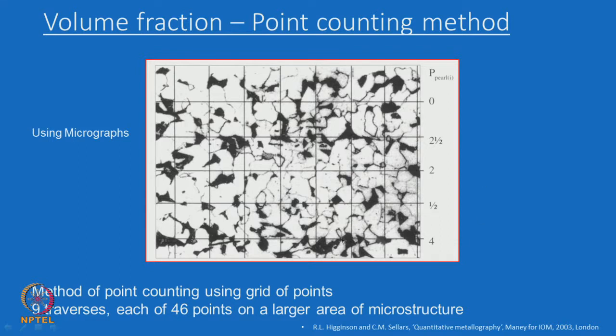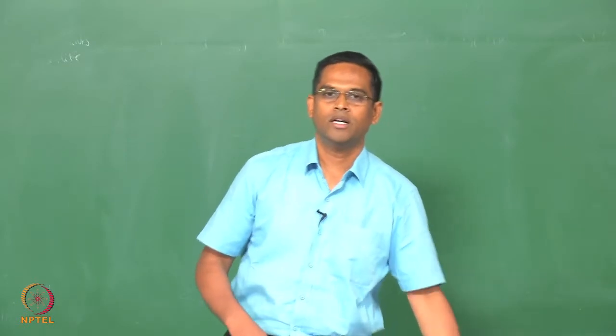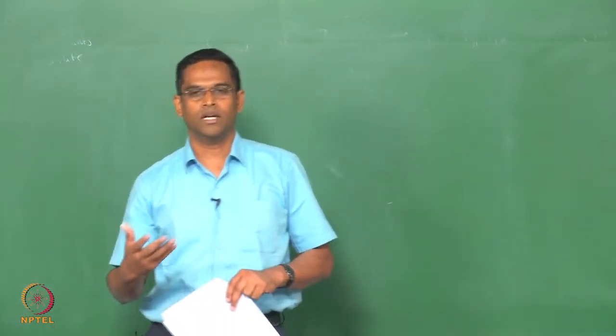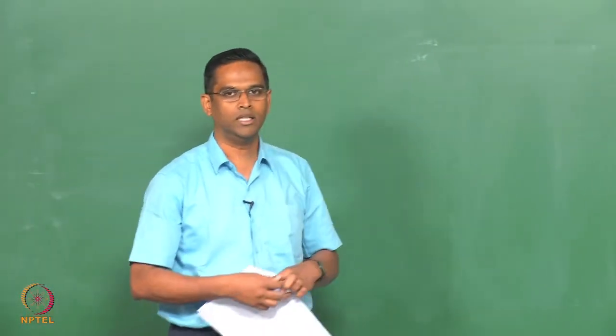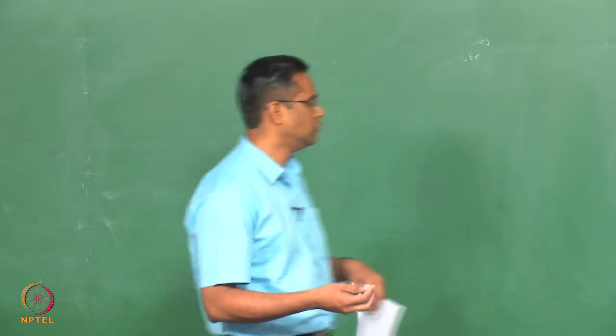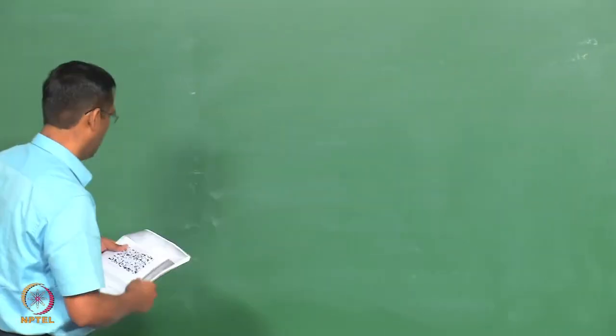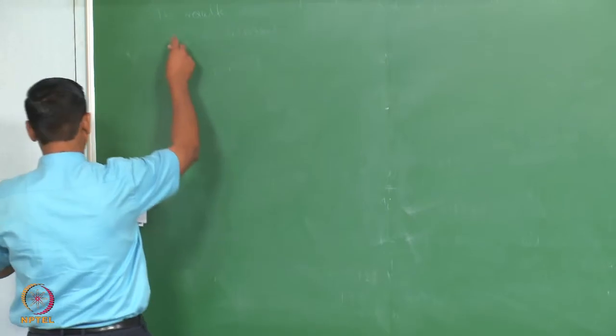the data which I am going to present on the blackboard is 9 traverses, each of 46 points on a larger area of microstructure, but only a sample is shown here to show how the counting is done and so on. So, I will put the data on the blackboard. Remember, instead of using a graticule on a microscope, we are now using a micrograph to calculate the same parameter, volume fraction; you just see whether we are getting similar values. So, I will write the results here.